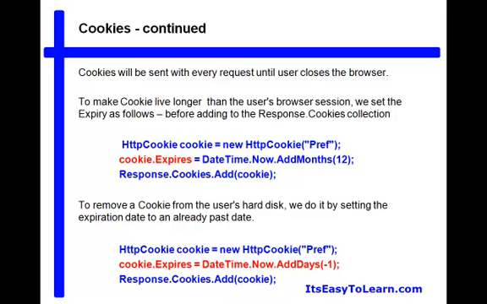Suppose we want to remove a cookie from the user's hard disk. We do it by setting the expiration date to an already passed date. For example, we would say HttpCookie equal to new HttpCookie with the same name, pref, and then we would say the expires is equal to yesterday. And when this cookie is added to the response using response.cookies.add, and the response reaches the client's browser, the cookie is deleted from the user's hard disk.